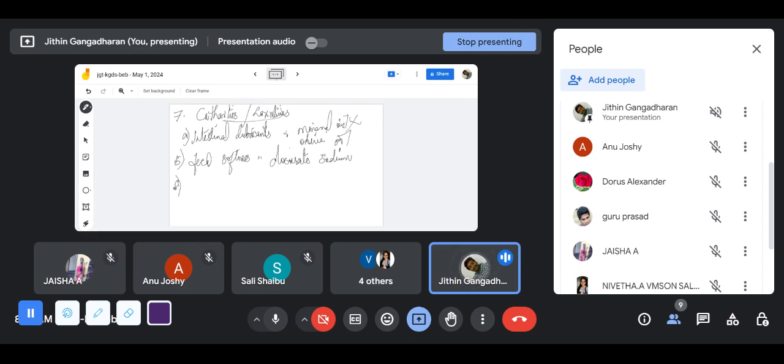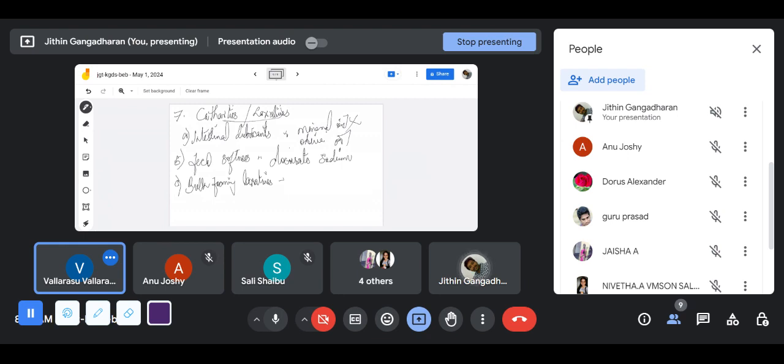Next is bulk forming laxatives. Okay, bulk forming laxative. See, why do we say that if you're having constipation, you can eat oranges? Why do we say that? Why? Yes, exactly. See, the oranges are having cellulose inside that.